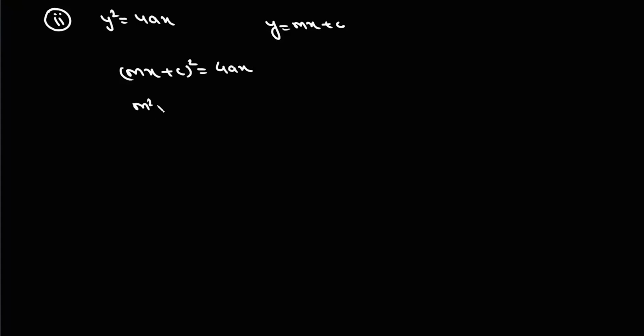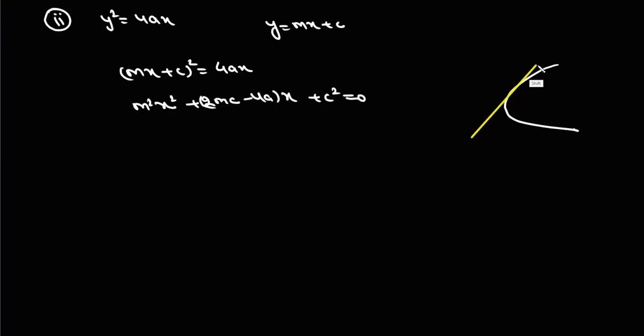Now we look for the condition of tangency for this parabola, which is y square equals 4ax. Again we have this tangent y equals mx plus c. We'll replace y with mx plus c, so it will be mx plus c whole square equals 4ax. So now this is m square x square plus 2 into mc minus 4a into x plus c square equals 0. Now again this line should be a tangent to this parabola, so there should be only one point of intersection.